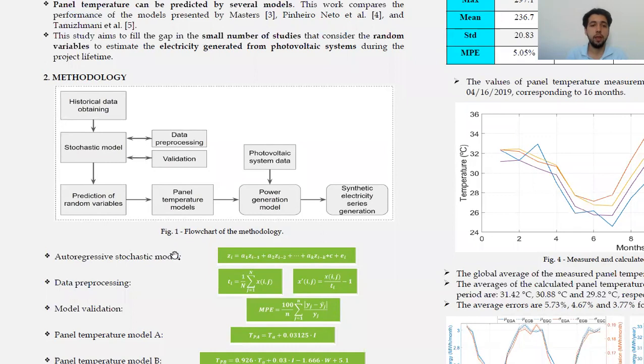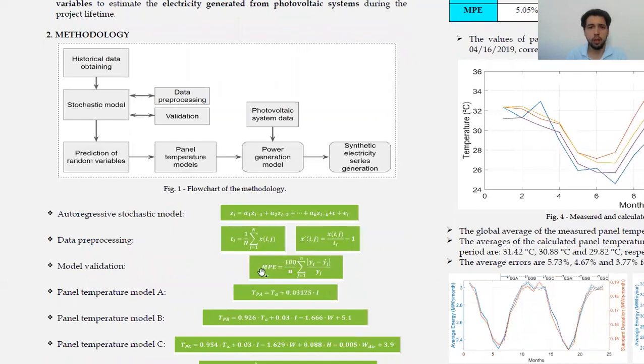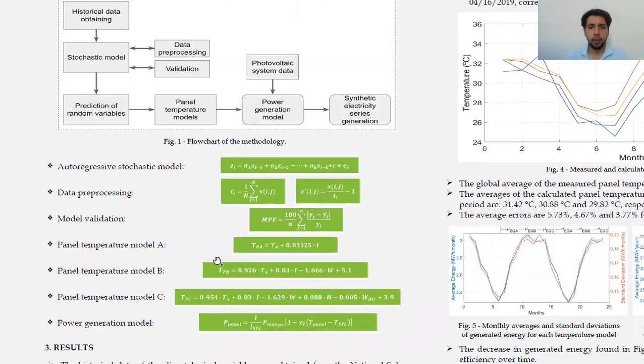Here we have the autoregressive stochastic model to describe the random variables. Data preprocessing is performed by removing the trends. Model validation is done using the mean relative percentage error. Here we have the panel temperature model's equations, and here we have the power generation model.